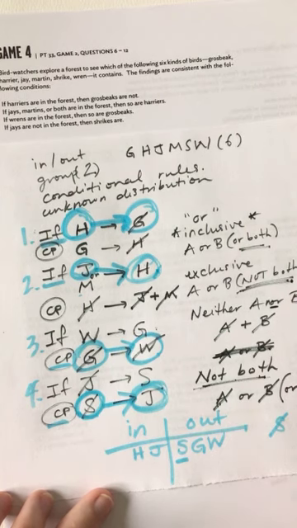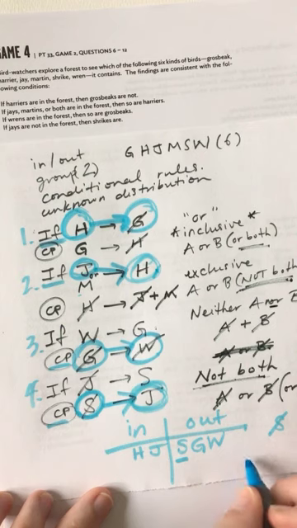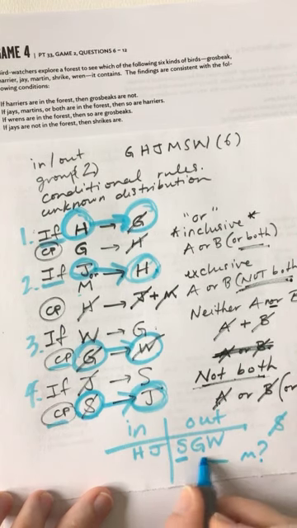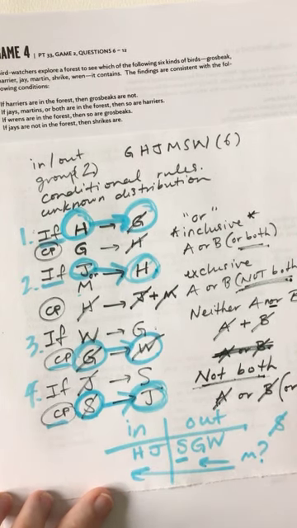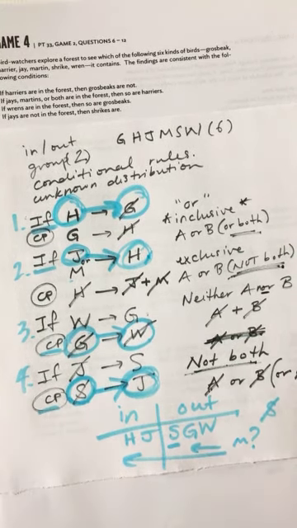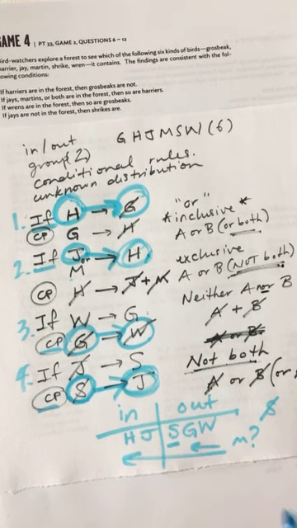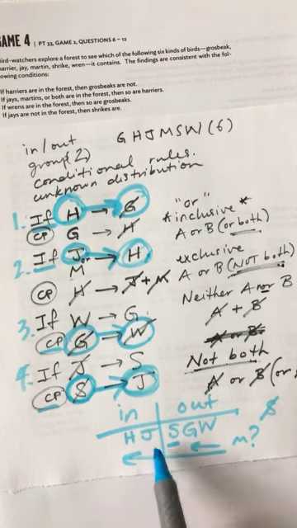other positions here. The only one for which we can't determine its position is M. So M could be in or out. We don't know. But that actually gives me 2 potential acceptable solutions. One of them is just H and J in, and the other one would have H, J, and M. But in both of those acceptable solutions, S, G, and W are out.